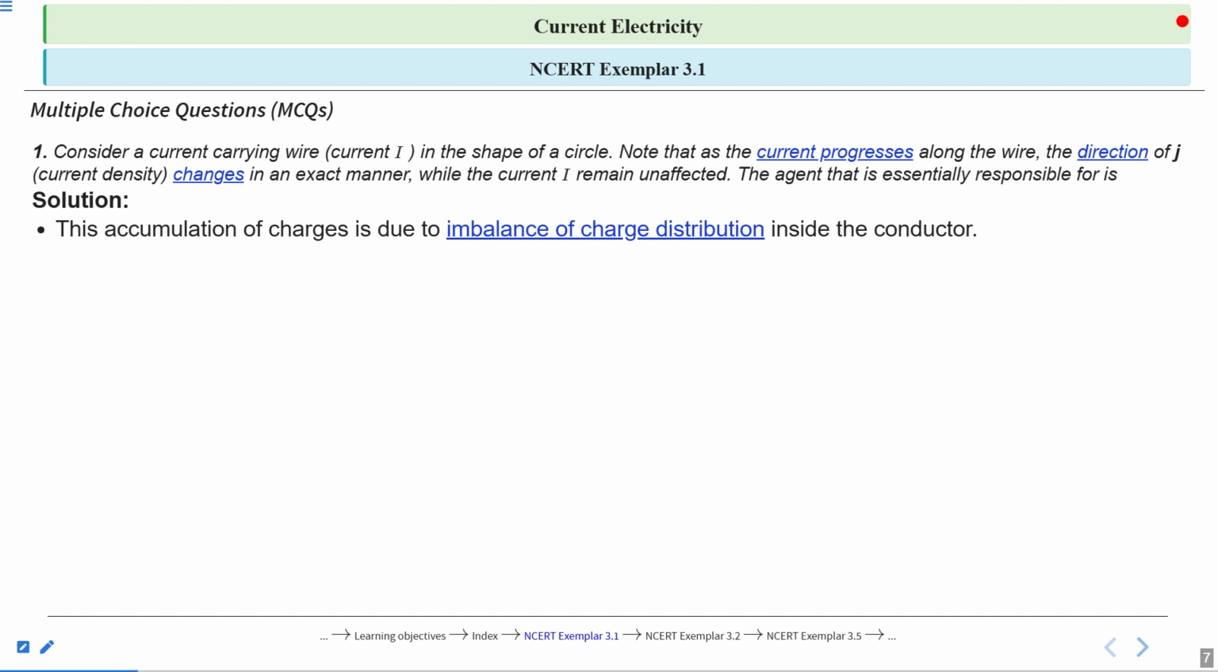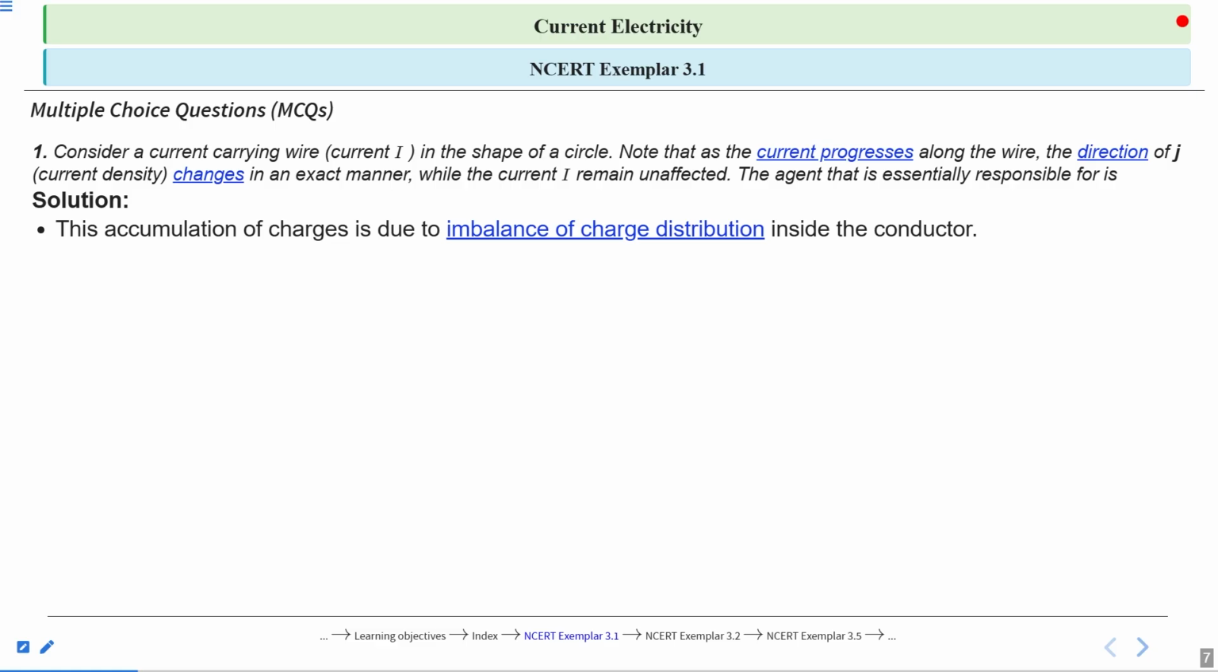So when the moving charges reach that corner, the end where the wire is being bent, at that corner there is a small imbalance of charge distribution, due to which some charges will get accumulated on the surface, and a local electric field gets generated. Local electric field, not throughout the conductor, only at that corner. That electric field will result in a change in path of the current carriers, the moving electrons, due to which the direction of current will change.